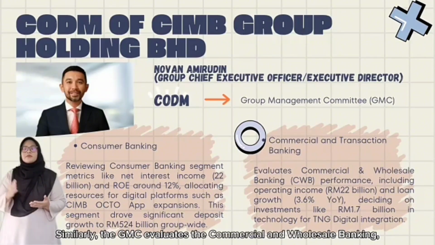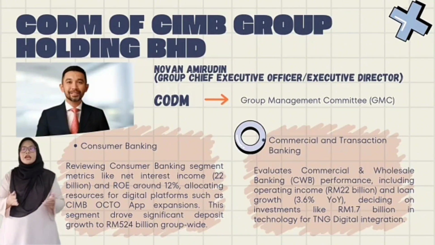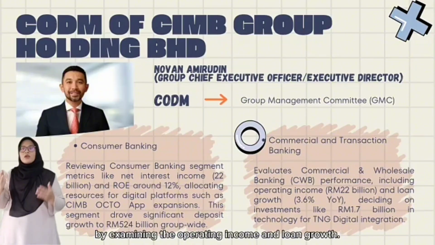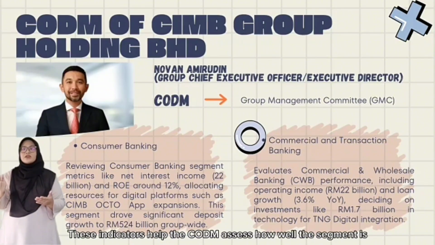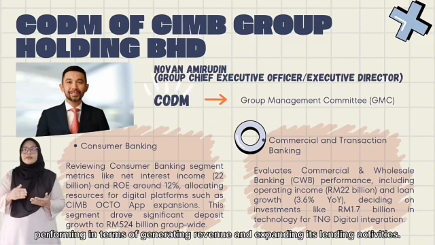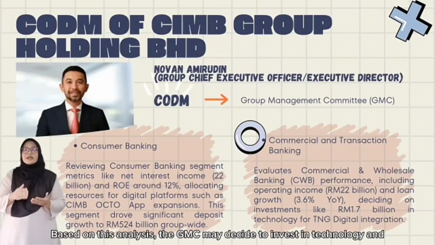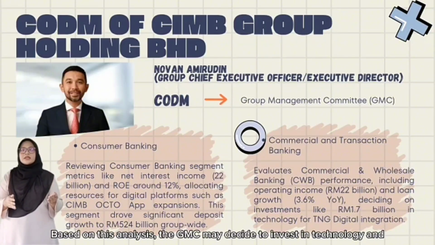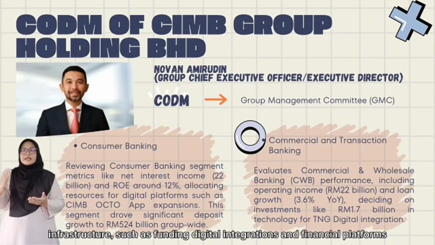Similarly, the GMC evaluates commercial and wholesale banking by examining operating income and loan growth. These indicators help the CODM assess how well the segment is performing in terms of generating revenue and expanding its lending activity. Based on this analysis, the GMC may decide to invest in technology and infrastructure, such as funding digital integration and financial platforms.